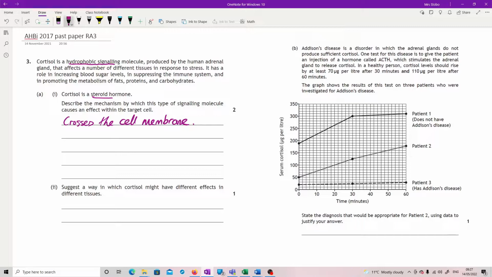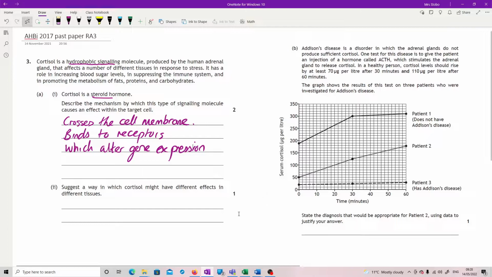Okay, once it's in the cell, it binds to intracellular receptors, but just receptors. Now those receptors then impact on gene expression, which alter gene expression. The reason that they alter gene expression is because they are transcription factors. Okay, but even if you're just saying alters gene expression, you've got the mark. That's basically it.